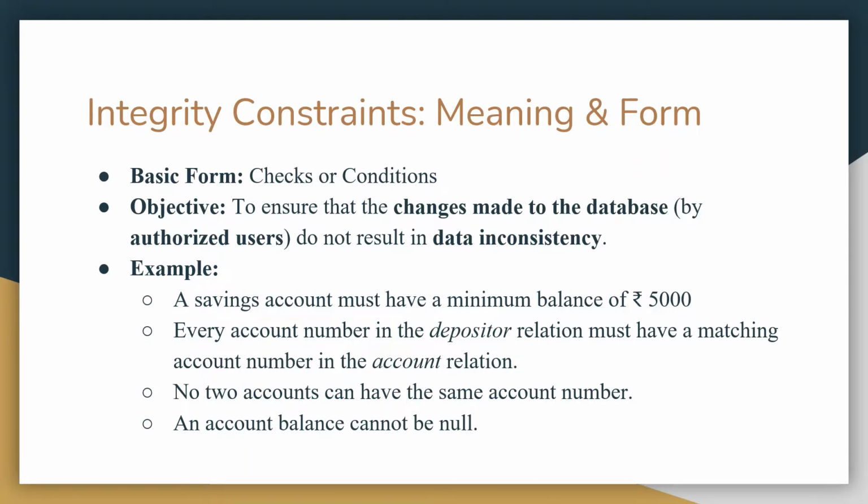First of all, the constraints are some kind of checks or conditions which we apply on a relational table. Okay, so objective is what then? Why do we apply these constraints, right? So the objective is to ensure that the changes made to the database by authorized users do not result in data inconsistency. What I mean from it is that it should not happen that once a change is made to a database, it reaches an inconsistent state.